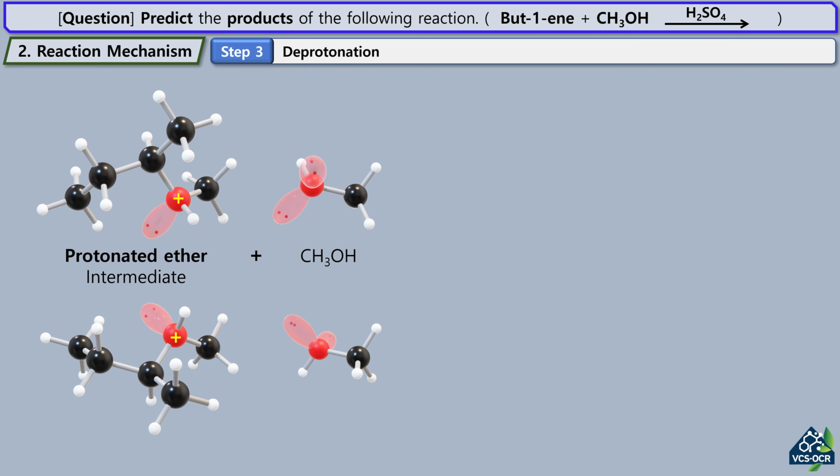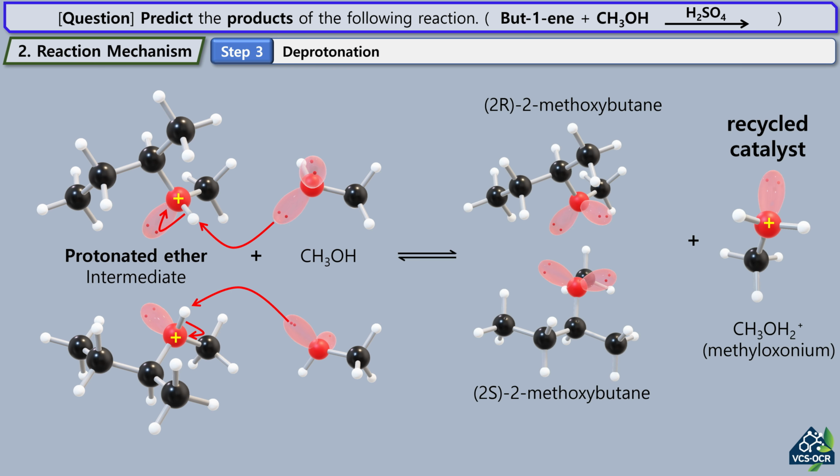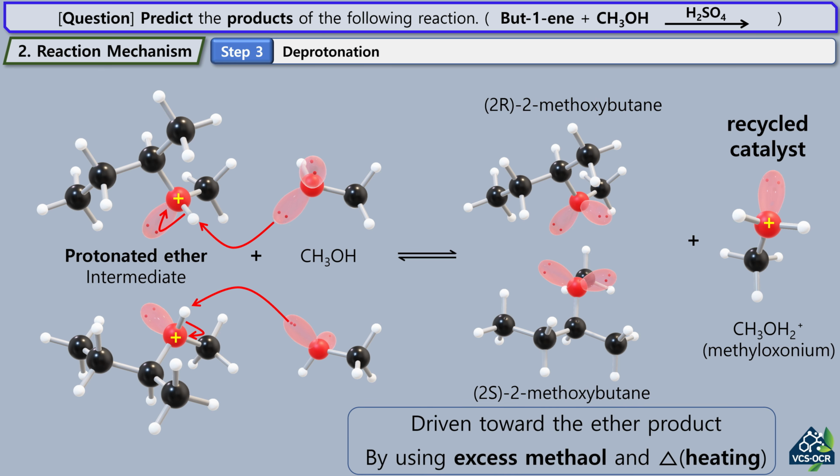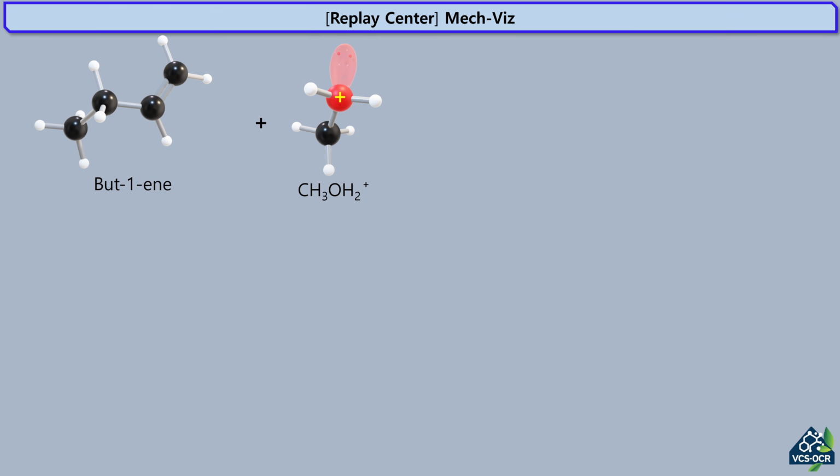Step 3. Deprotonation. The final step is the deprotonation of the oxonium ion. Another methanol molecule, or the solvent, acts as a weak base, removing a proton to regenerate the acid catalyst and form the neutral ether product, 2-methoxybutane. The overall reaction is an equilibrium, typically driven toward the ether product by using excess methanol and heating.